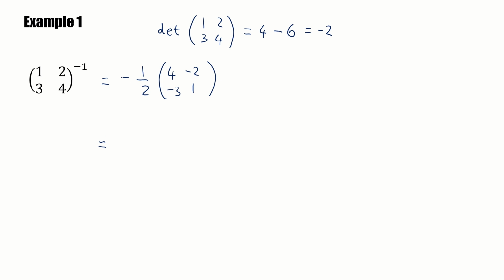So basically what that means is I've got to times all the elements inside the matrix by minus a half. So another way I could rewrite this answer is it would get us minus 2, positive 1, positive 3 over 2, and minus a half. So that's another way of writing that same inverse matrix.